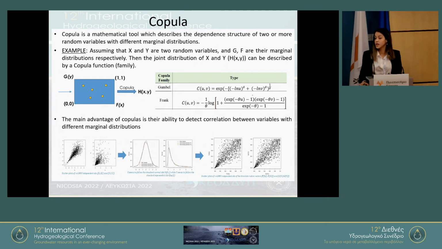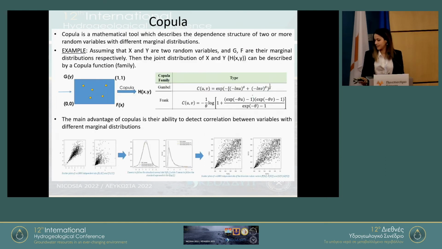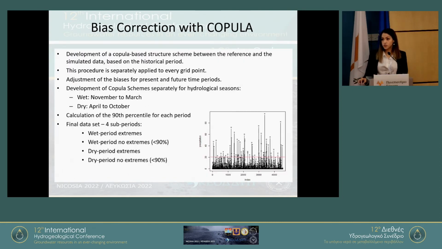no correlation. In these graphs, you can see that we have two variables. The first one is fitted by the normal distribution, while the second one by the gamma distribution. If we try to find the linear correlation between these two variables, we will have zero correlation. But if we use copulas, then we will notice that there is a strong dependent structure between these variables.